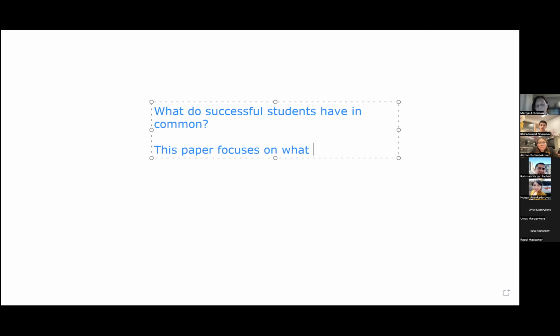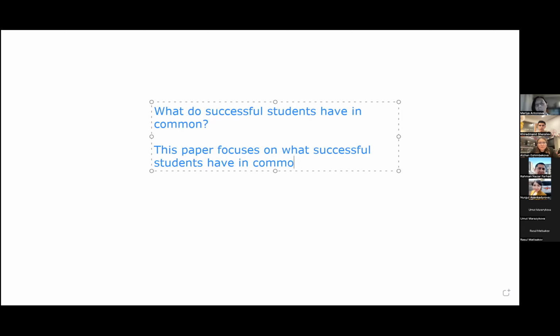What successful students have in common, right? So as you can see, we lose that "do," right? Because this is not a question, right? It's a statement, right? And therefore you do not phrase it as a question, you phrase it as a statement, right?